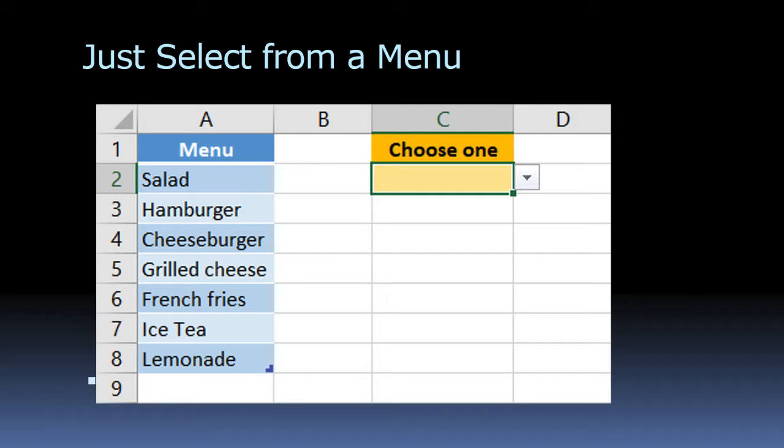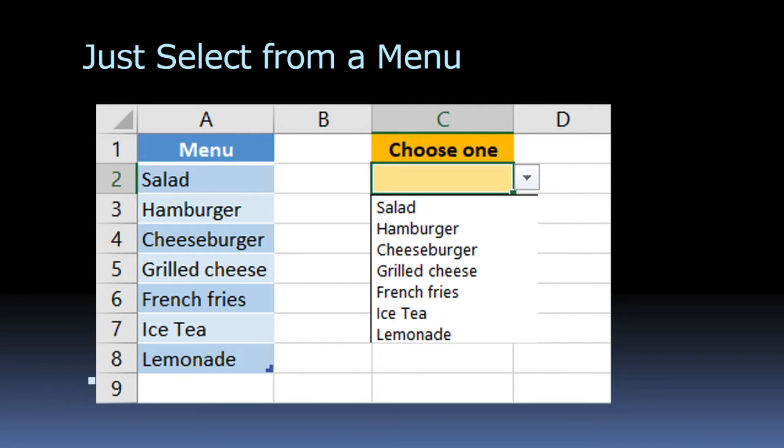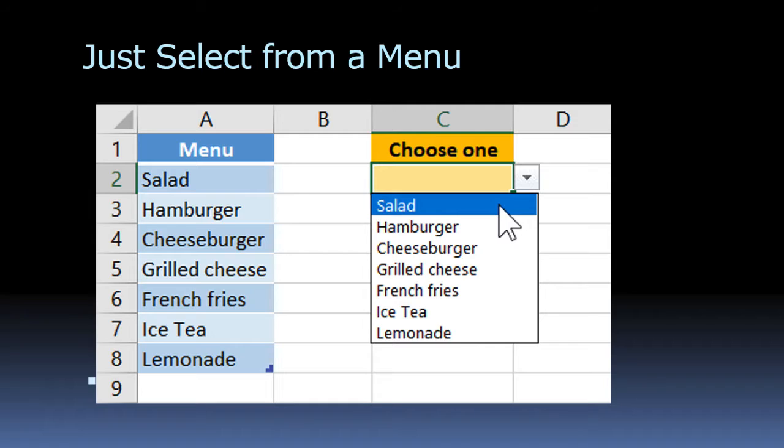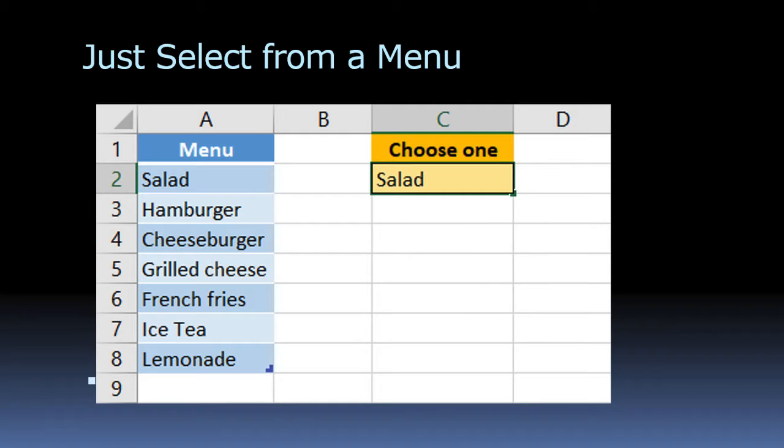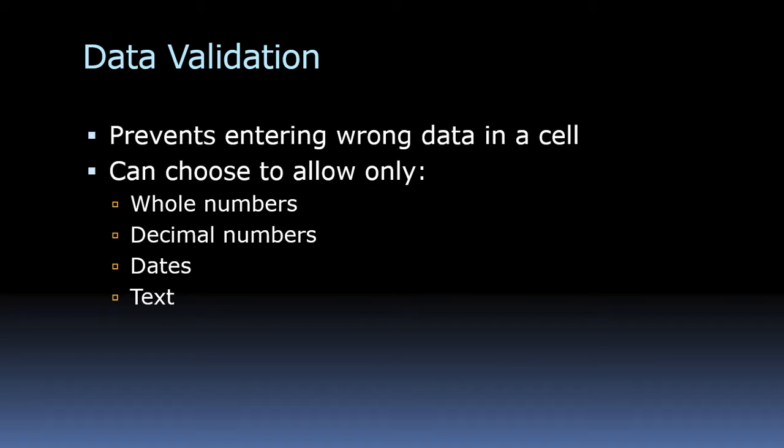Nice little button appears. Click on the button, it gives you a list, and all you need to do is click whatever you want, and it goes into the box there. Isn't that nice? That's called data validation. Data validation in general basically just prevents entering the wrong data into a cell.